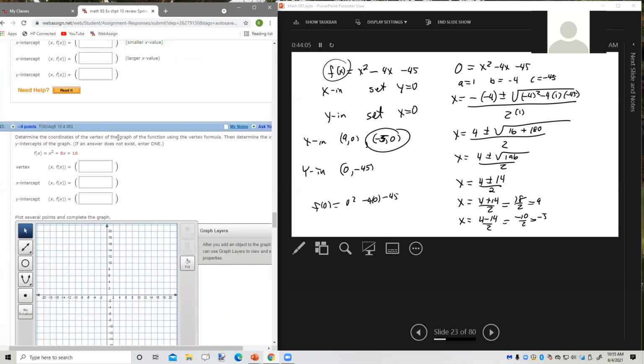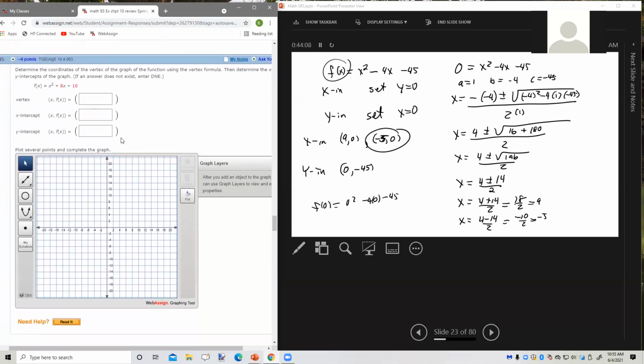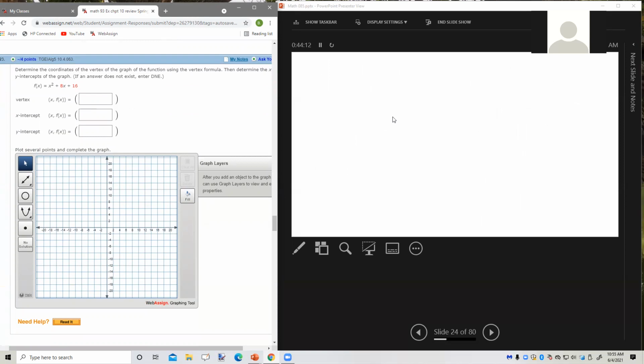Let's go down to, now we have a different form of the quadratic equation. Instead of the form y equals a times x minus h squared plus k, we have y equals ax squared plus bx plus c. When it's in this form, to find the vertex, first of all, we start off by finding the axis of symmetry. So the axis of symmetry is at x equals negative b over 2a.